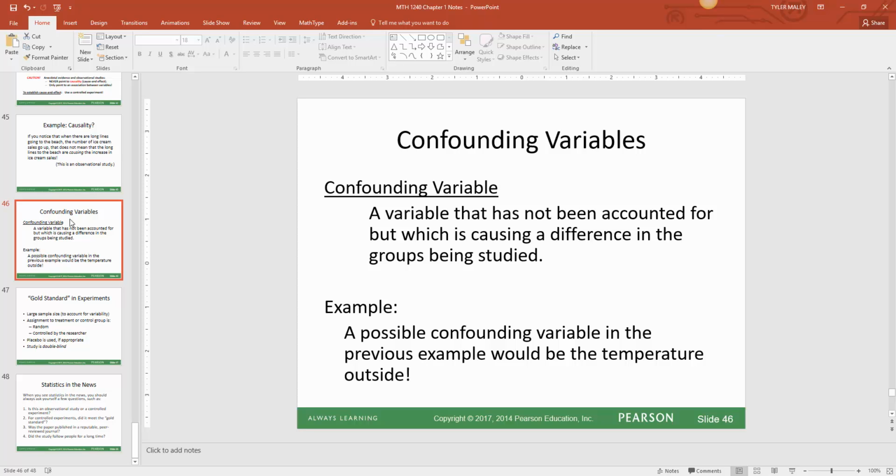So here what we have to consider are confounding variables. Confounding variables are variables that have not been accounted for, but which are causing a difference in the groups being studied, right? So for example, in the previous example, a possible confounding variable could be the temperature outside, right? The temperature outside could influence the increase in ice cream sales, right?